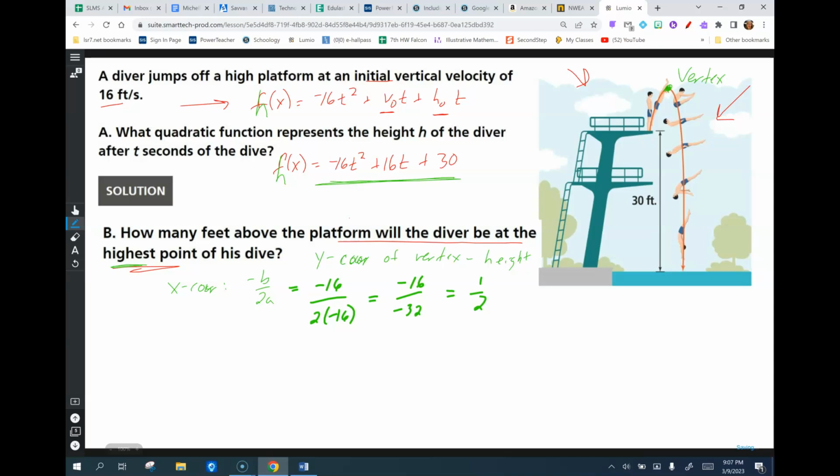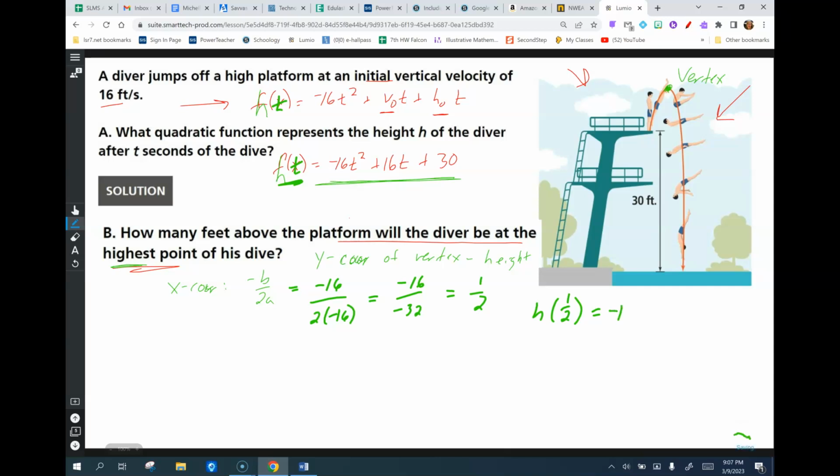Now, if we want to find the y-coordinate, remember what we do? We just plug it into the function. So we're going to find h of 1/2. That will give us the y-coordinate. So we go negative, so this would be t. Wow, I'm just messing up all over the place. Okay, so sorry about that.